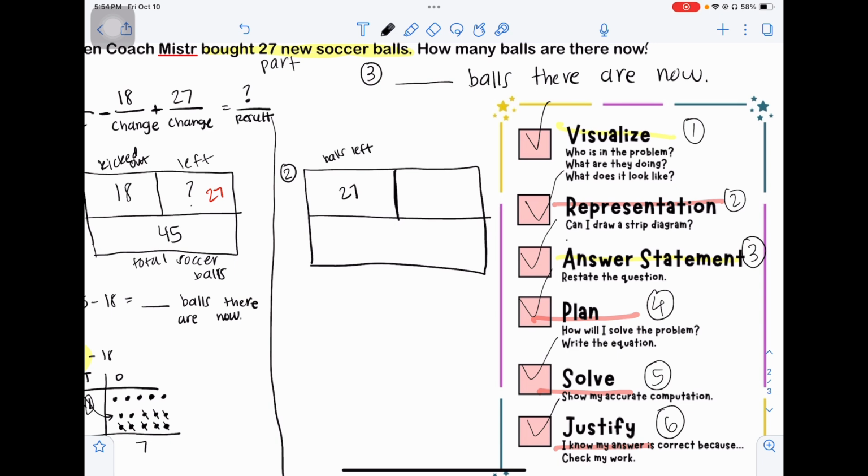And then Coach Meester bought 27, he bought new. Okay, so now we're trying to find balls there are now. Okay, so that's my second representation. I've already did my answer statement, blank balls there are now. So I'm good to go. So my representation piece is done. I'm going to do another check for that.